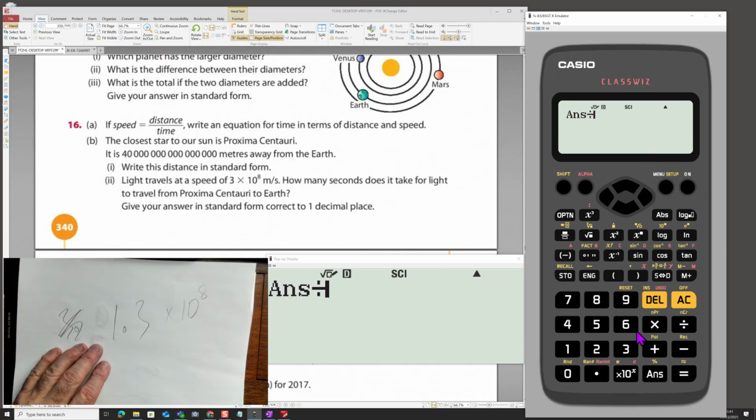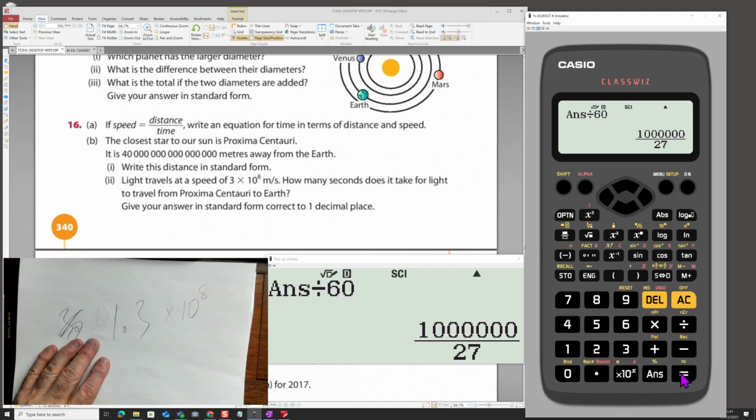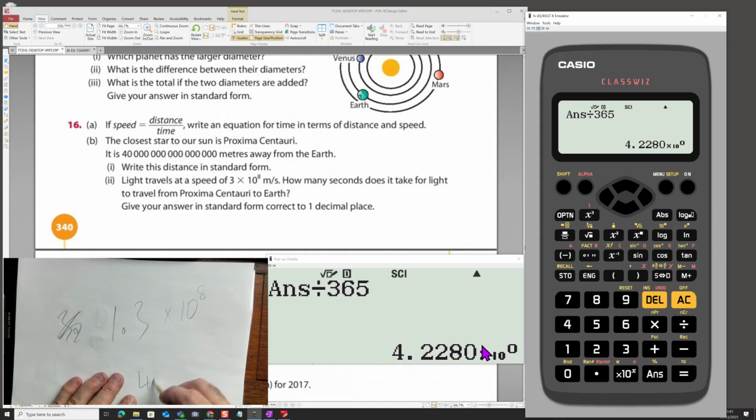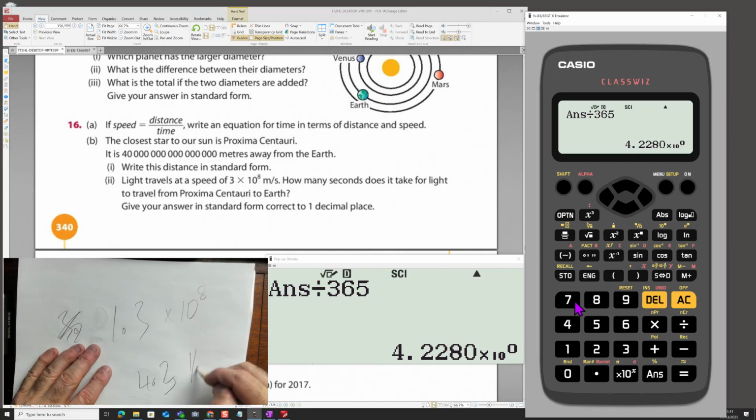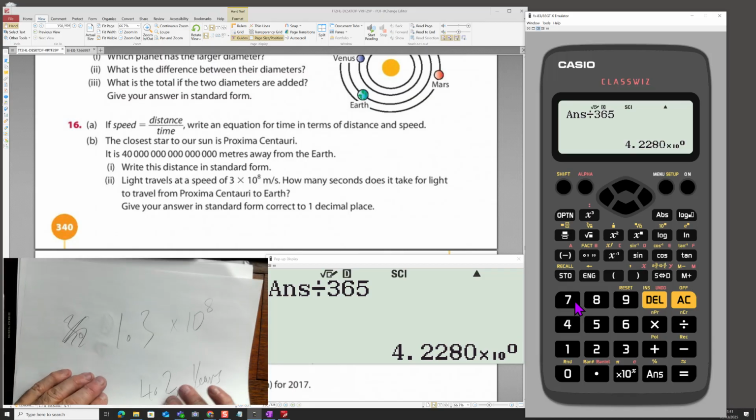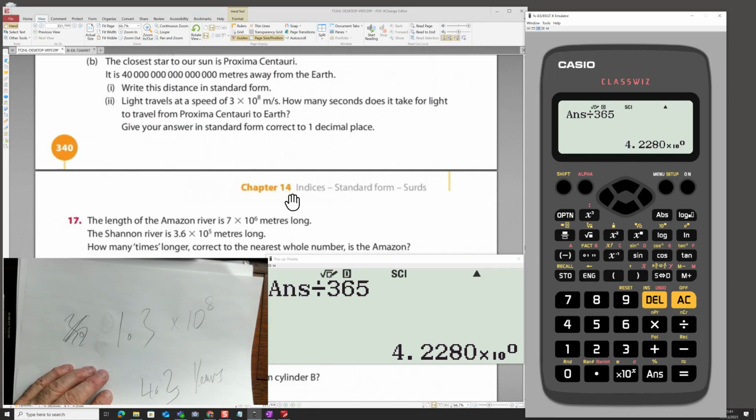So let's divide by 60 for minutes. And divide, by the way, I couldn't divide by 60 again that time, because then it would have done something different because of the order of operations. That's hours. Divide by 24 is days. Divide by 365 is years. And we get 4.2, or let's say 4.3 years. Imagine. Long time.